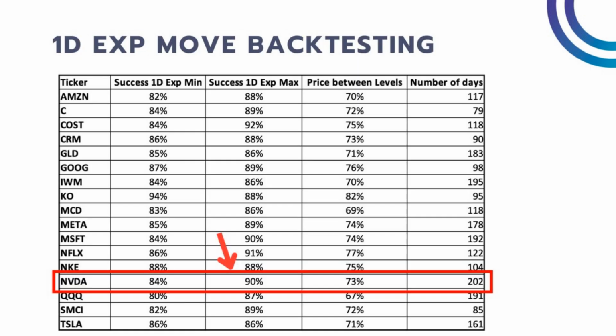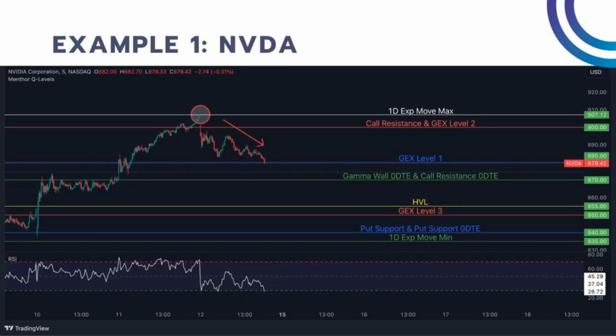So here we show you some backtesting results that we're going to go into on the website as well. So you see that the one-day max is respected in 90% of the cases, in this case of NVIDIA, over 202 days. So you only have a 10% chance, based on historical data, of course, that the price will be able to breach that level. So as a result, you see the move there, the price reacts, drops down, and comes down towards that level. So another good example of how you can use those data points to plan your trading and your trading setup.